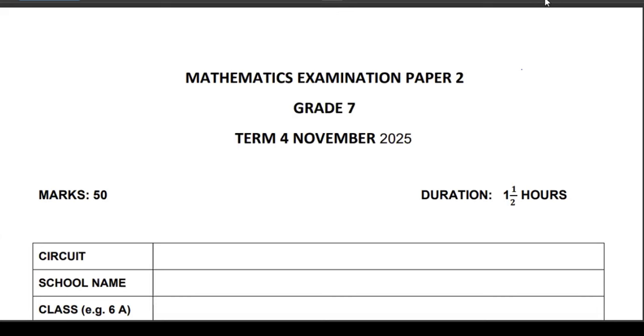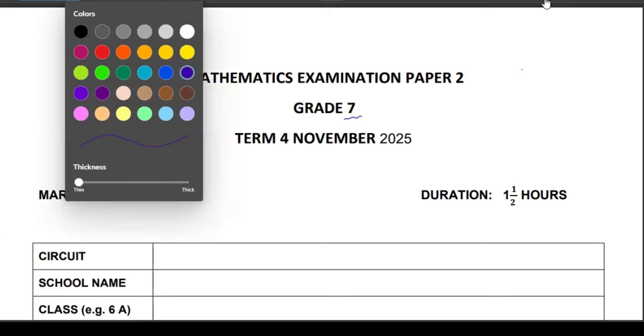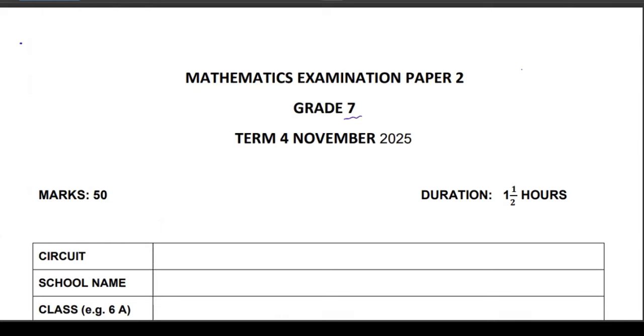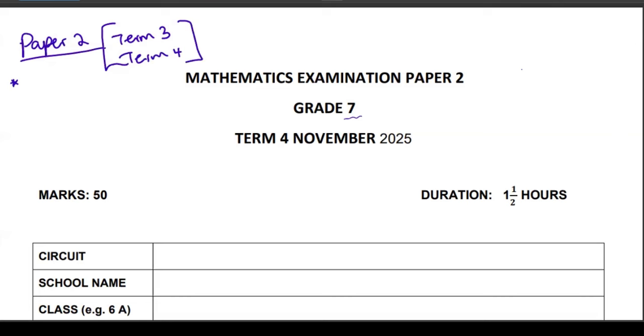Yet another episode where we shall be looking at the preparation for the mathematics paper 2 for the grade 7s for this year 2025. Remember in term 4, end of the year, we write two papers, paper 1 and paper 2. So in this case, our focus is just paper 2. Which topics can we expect in paper 2? It's basically term 3's work as well as term 4's work. And which topics are those?